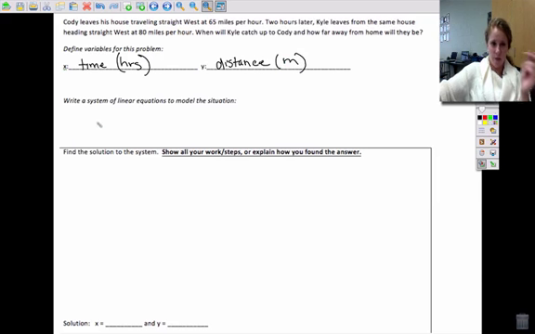Okay, so then we're asked to write a linear system. Well, Cody is pretty straightforward. He is traveling at 65 miles per hour, so each hour he gets 65 miles further from his house. Okay, now Kyle, and this is tricky, this might be where some of you slipped here. Kyle leaves 2 hours later, okay?